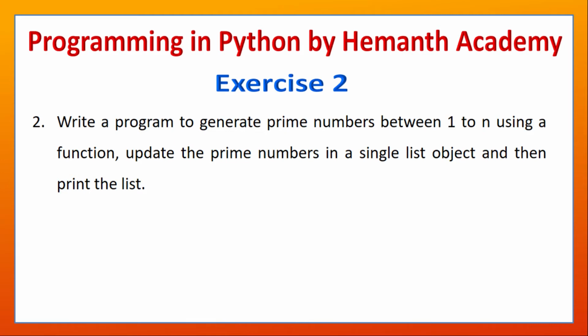The second program is for generating prime numbers between 1 to n using a function. Add the generated prime numbers in a single list, then print the result.